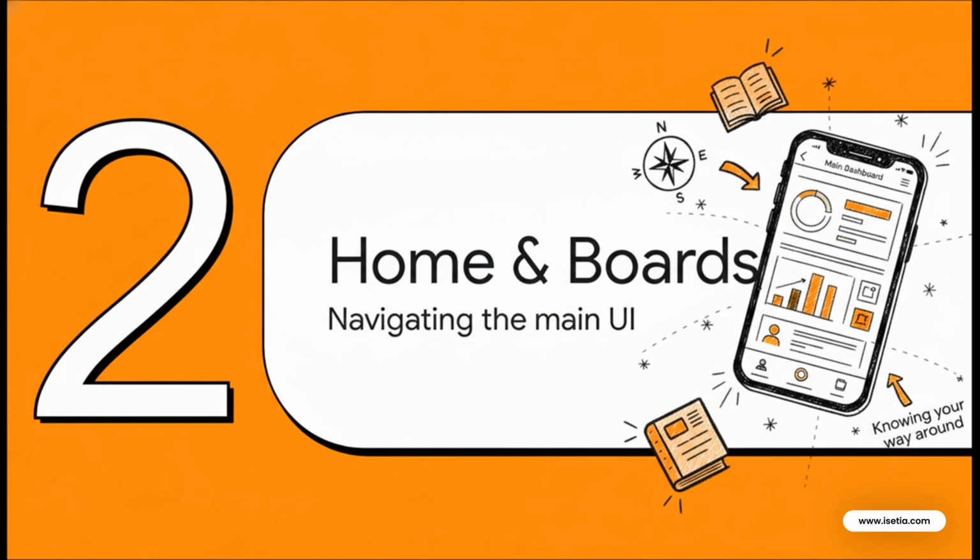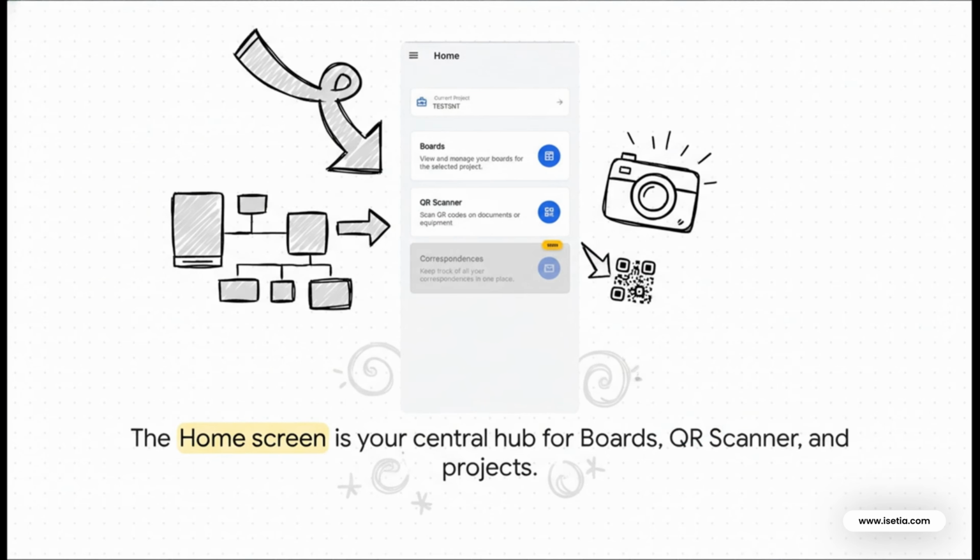All right, we're in. So now let's get familiar with your main dashboard. Think of this as your home base in the app. It's where everything starts, so knowing your way around here is absolutely key. And this is it, your command center. Seriously, you'll see your current project right up top so you always know where you are. And then right below that, you've got your main options. You can jump right into your project's boards, or you can use some pretty neat tools like the QR scanner. But more on that in a little bit.